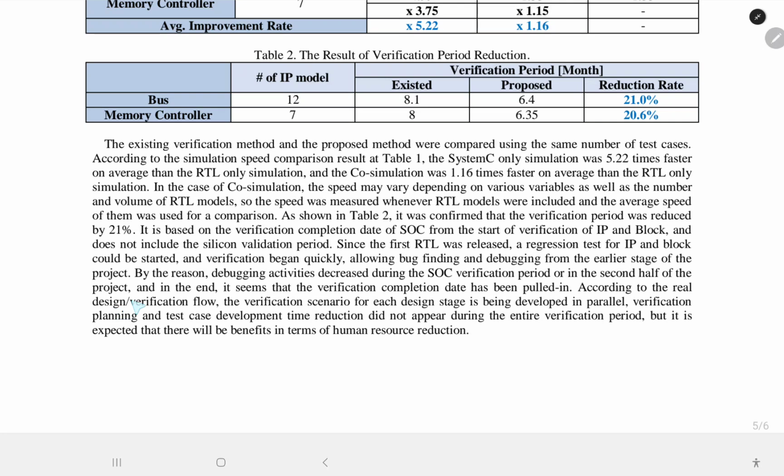According to the real design verification flow, the verification scenario for each design stage is being developed in parallel. Verification planning and test case development time reduction did not appear during the entire verification period, but it is expected that there will be benefit in terms of human resource reduction.